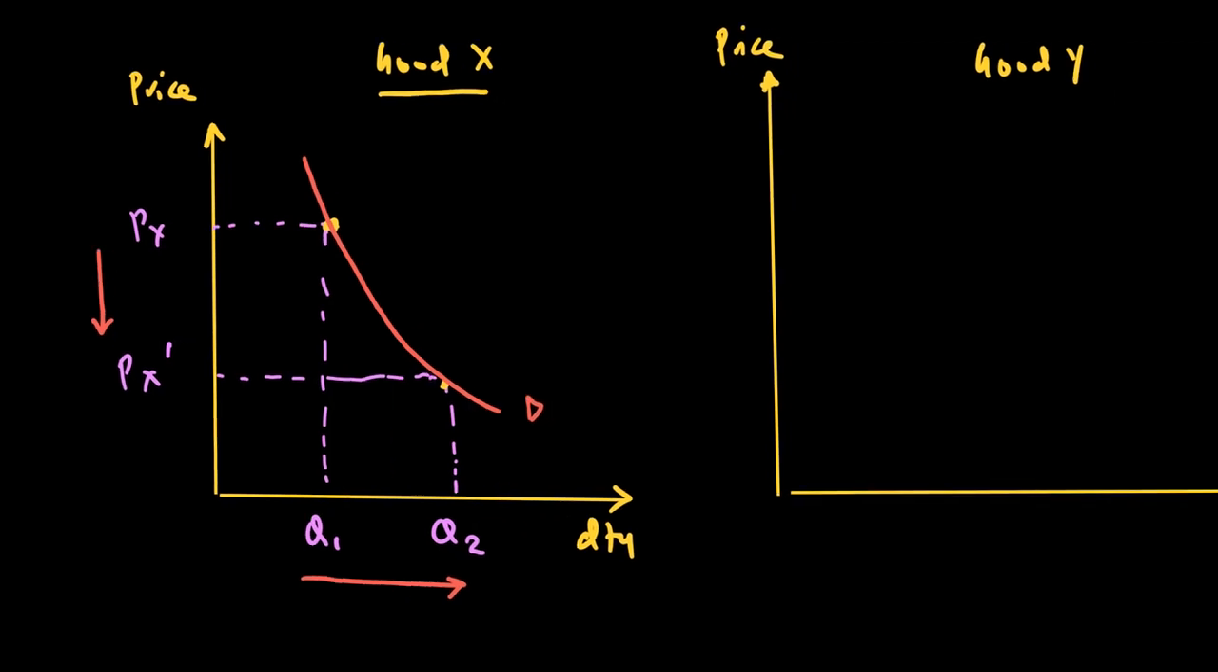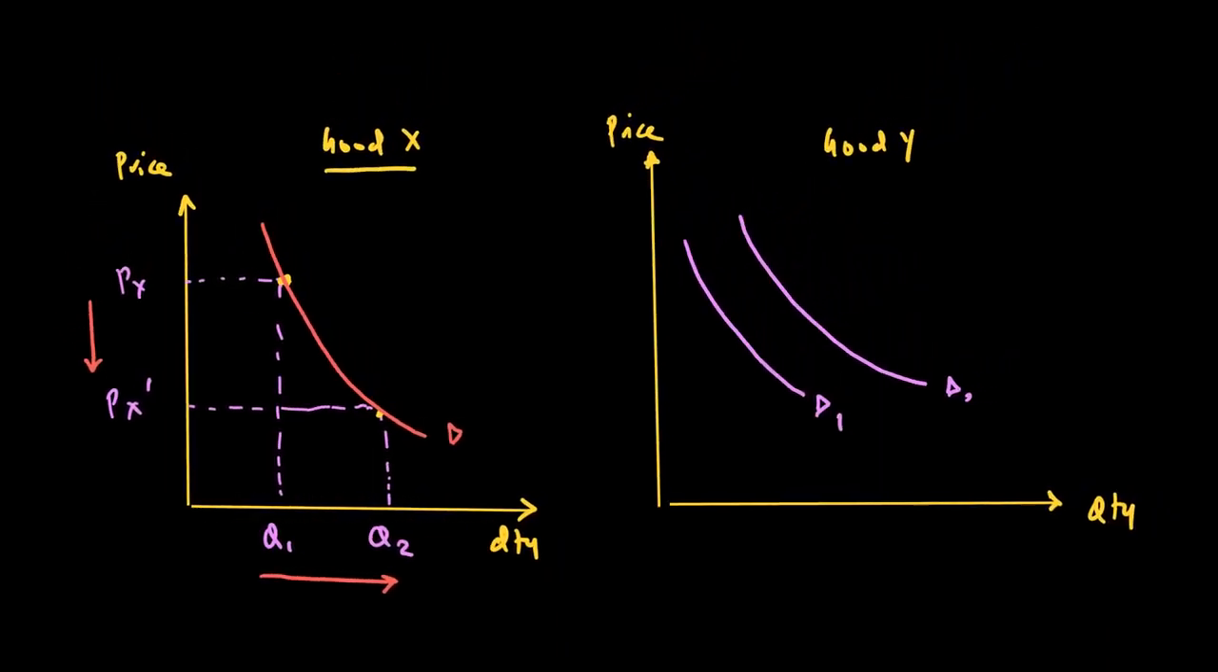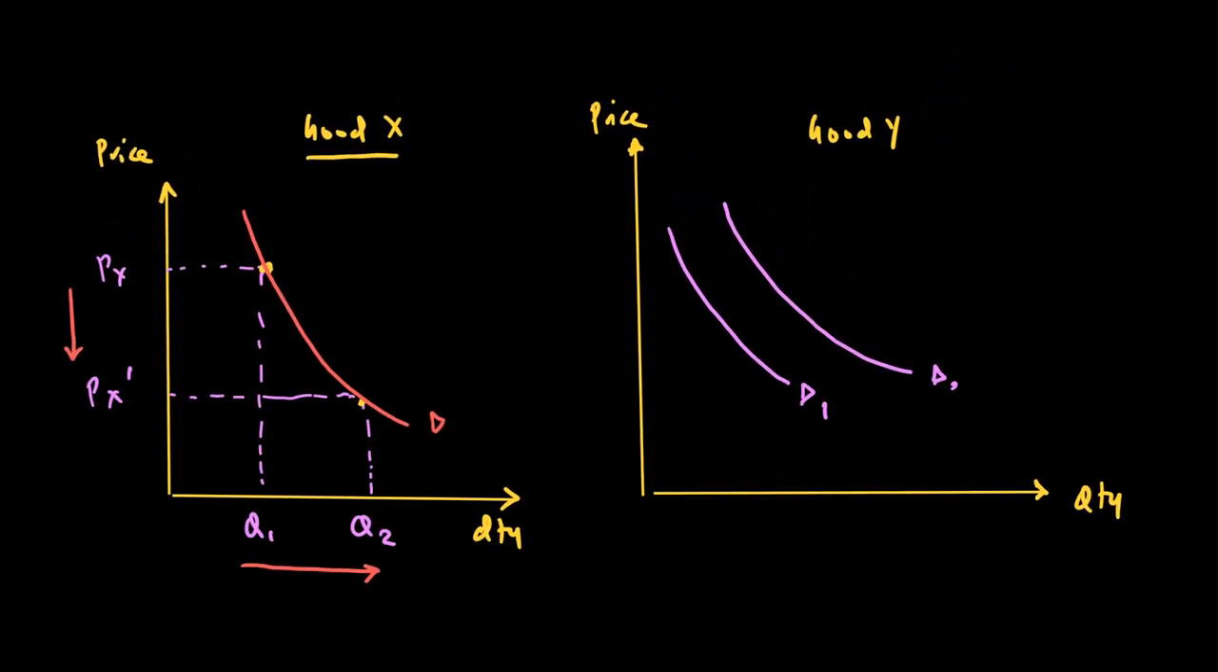But what about the other good, Y? What is happening in good Y? And the answer is, for good Y, we will see a shift of the demand curve backward, because good Y is a substitute to good X, right? So good Y is a substitute to good X, and for good Y we'll say this: since the price is going down for the substitute, the demand for Y should fall.